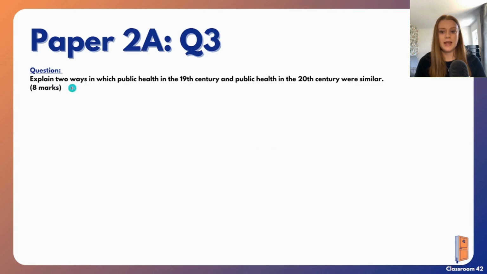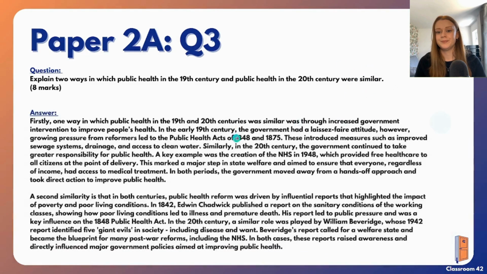So we've got: explain 2 ways in which public health in the 19th century and public health in the 20th century were similar. So we can see here straight away we've got our 2 time periods, the 19th century and the 20th century. We know our topic, that is public health, and we're looking at similarities. So it's good to make sure you underline those. Make sure you read the question. Don't just start talking about differences when it's a similarity question. Make sure you properly read it through.